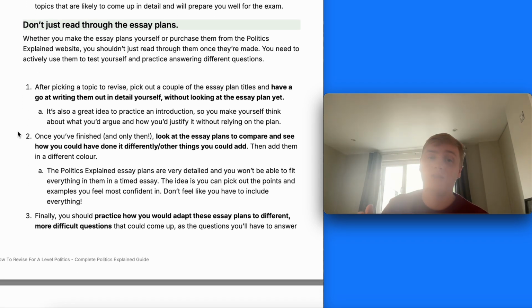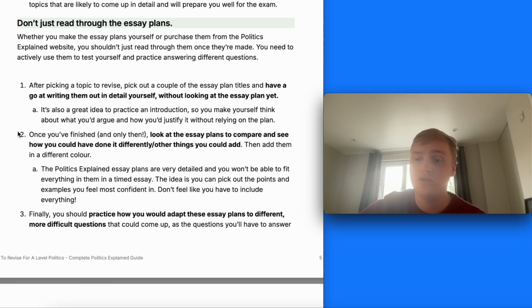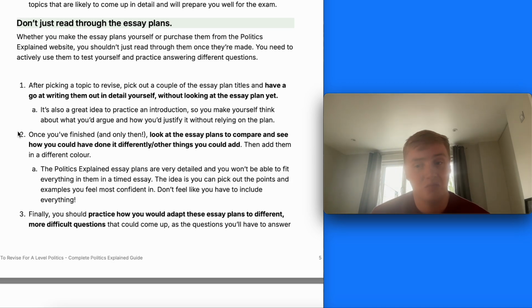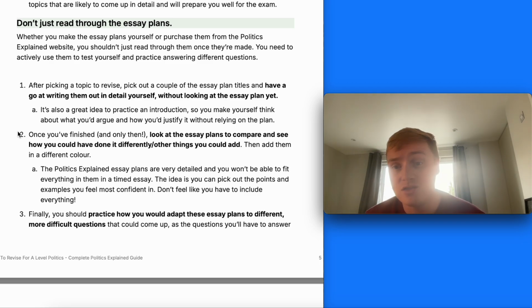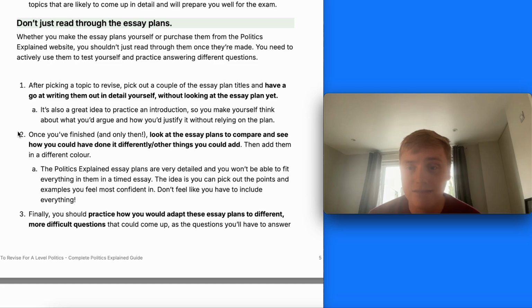Crucially, the thing you don't want to do with essay plans, once they're made or you've purchased them from the website or found them wherever you do find them, is just read through them. You need to actively use them to test yourself and practice answering different questions. As I mentioned at the start with notes as well, it's not just about reading through things, you need to actually test yourself to help yourself memorize them and practice for the exam.